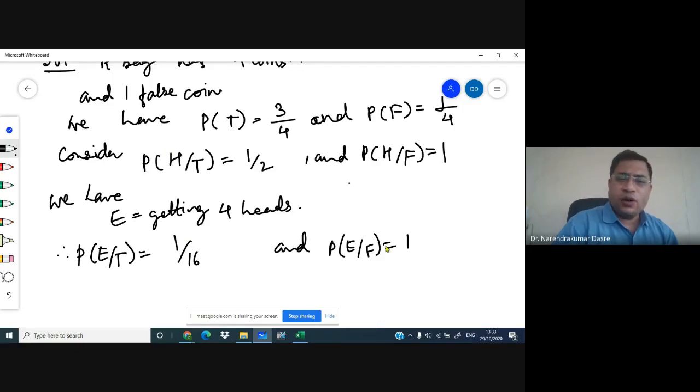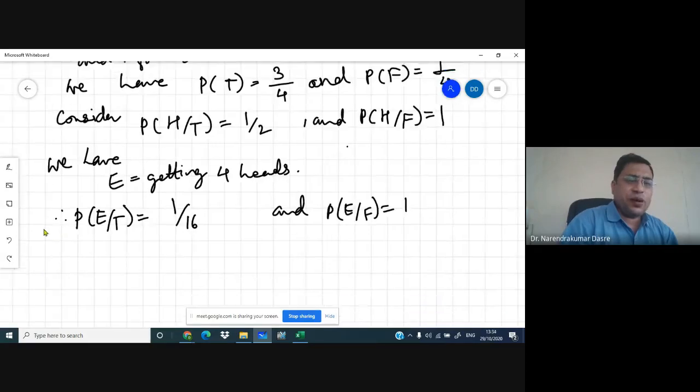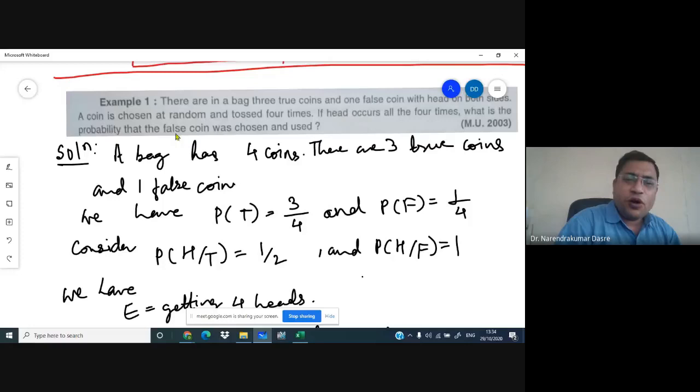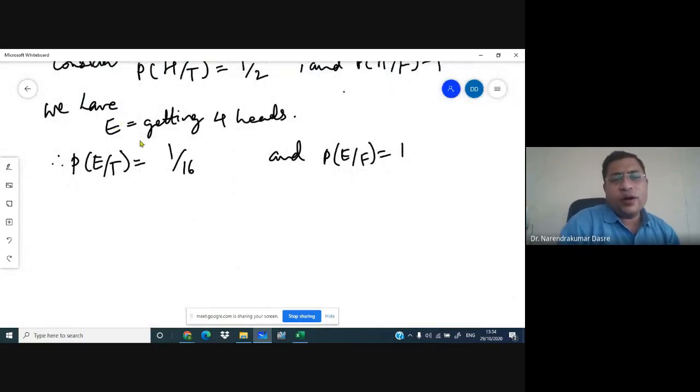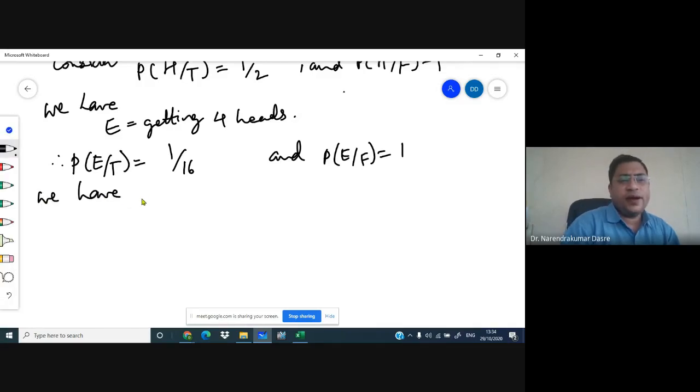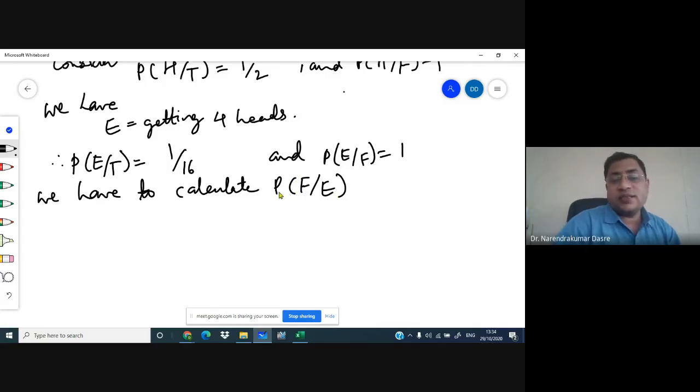And now what I want is the probability. See the question: the probability that the false coin was chosen when we know that we have 4 heads. I know this event has happened, and now I want the false coin to have been chosen. So here we have to calculate the probability that, given the event, that means 4 heads obtained, the false coin was used. Here what we want to find out is, 4 heads we have got, and then we have to find out the false coin was used. So this is what we have to calculate. We can say Bayes theorem.